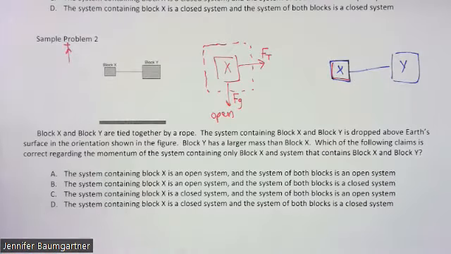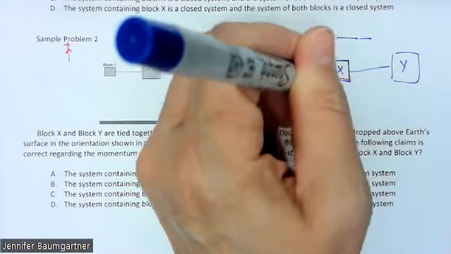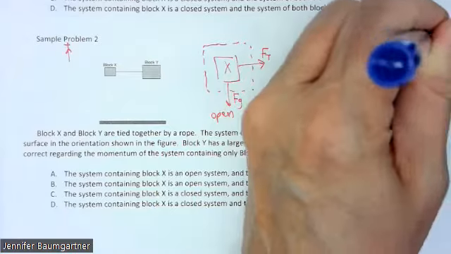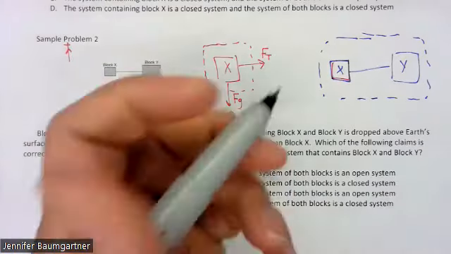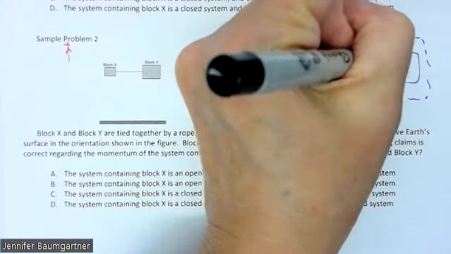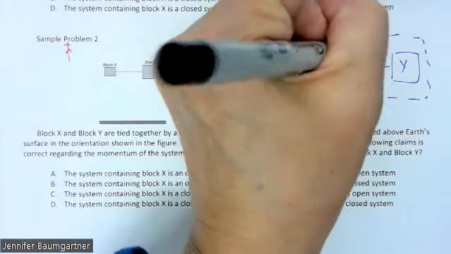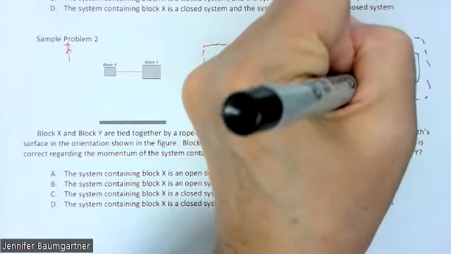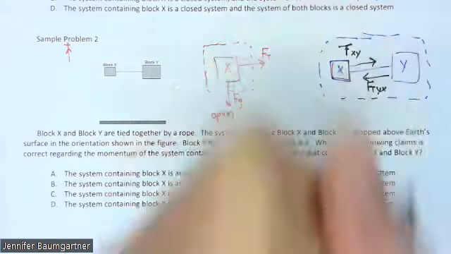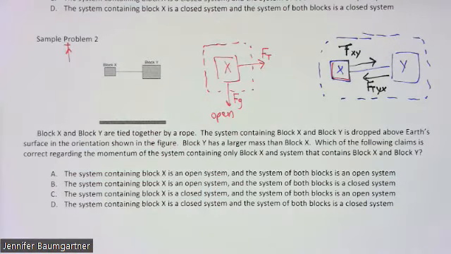All right, what about over here when I draw? So in this case, I have the force of tension. So this is pulling this way. I have the force on X by Y, and that's tension. And I have the force of tension on Y by X, and those are equal and opposite. So we can see those are internal forces now. We don't have to worry about those.